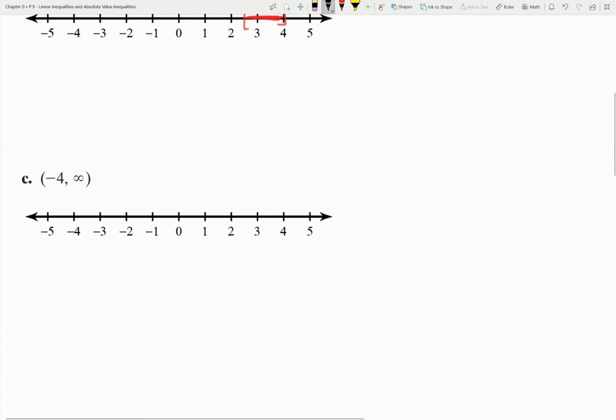Negative 4 to infinity. So now my set builder notation is x such that x is greater than -4, not equal to, because there's no square bracket. And we start at -4 with a parenthesis, and my graph goes to infinity.